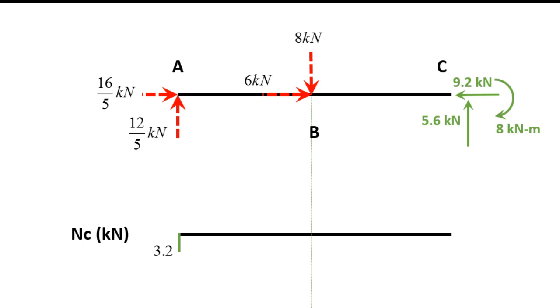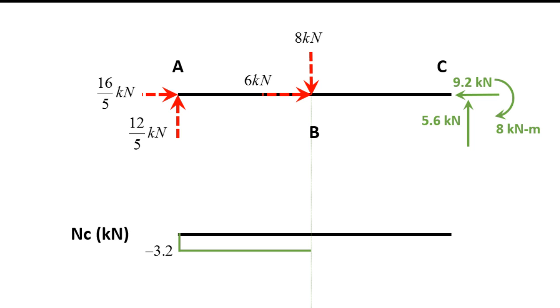Globally, if you look at it, 9.2 kilonewtons is pushing to the left, and 16/5 and the 6 are pushing to the right, so the whole thing is in compression. So between point A and point B, it's a straight line, because I'm not having any forces that change my values for the normal force.